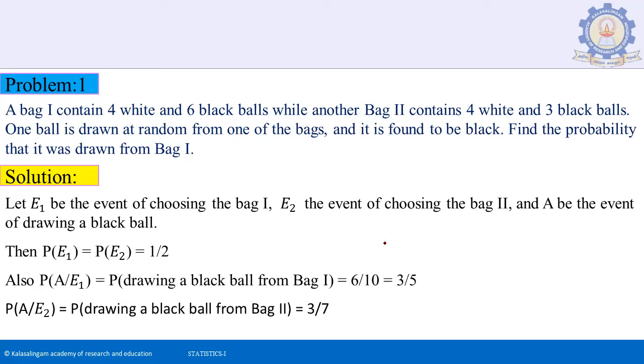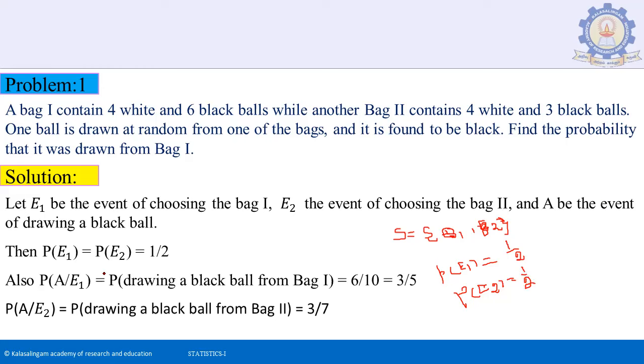So here we have two bags. The sample space is bag 1 and bag 2. P(E1) means selecting one bag from both bags, it will be 1 by 2 probability. P(E2) is also 1 by 2.